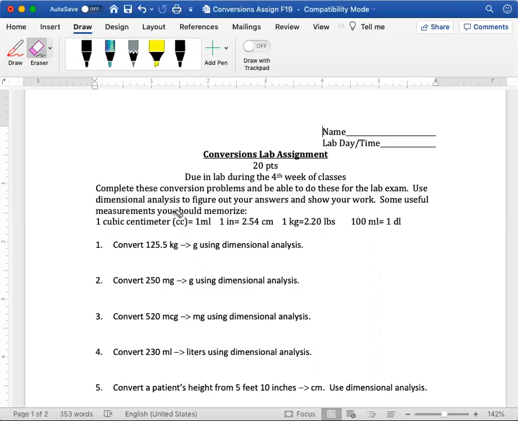Okay, so what does dimensional analysis mean? Dimensional analysis means you start with one unit of measurement, like kilograms, and to get rid of that, to go to the other unit of measurement, you need to put it on the denominator. Okay, I'm going to try to draw this out. Let's see how it goes.